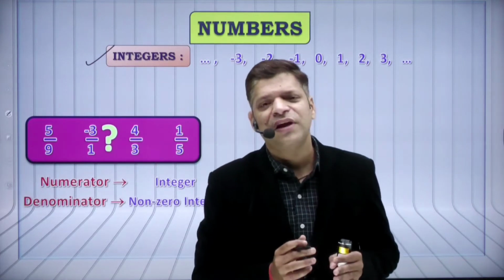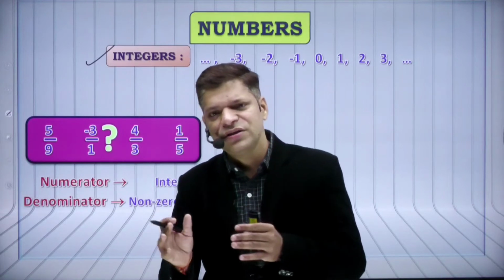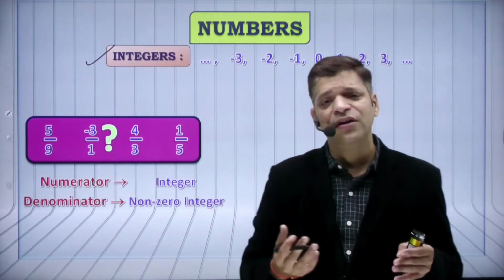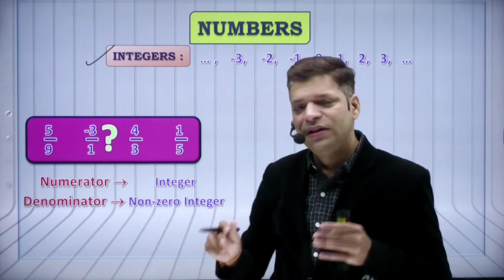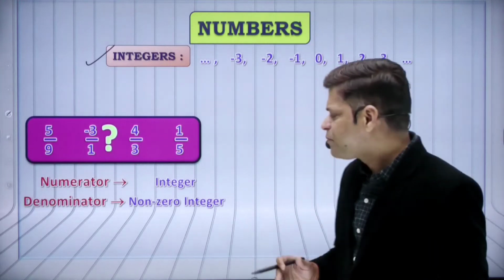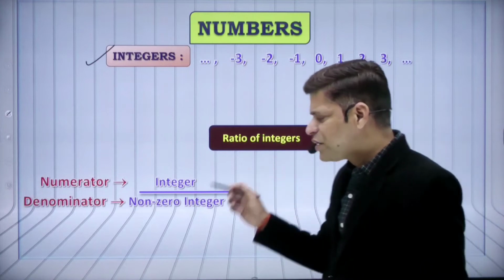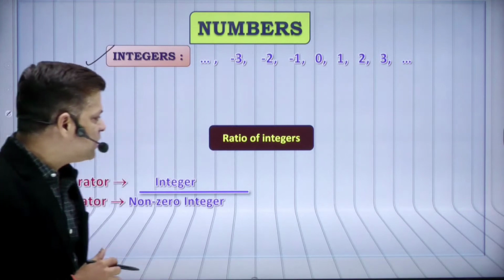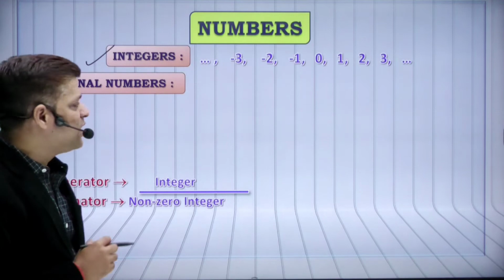So here we start the next sequence of numbers in fractional form, where the numerators are integers and the denominators are non-zero integers. Why non-zero? Because if we put 0 in the denominator, then the fraction is not defined. So now we can define the ratio of an integer upon a non-zero integer. This ratio of integers is called rational numbers.